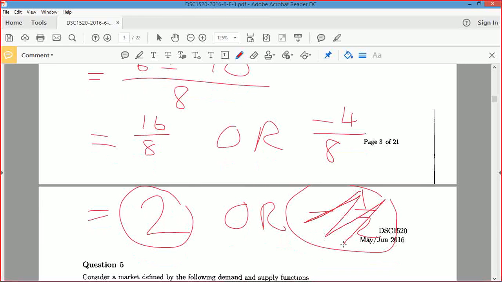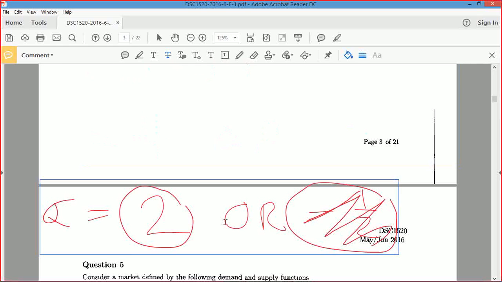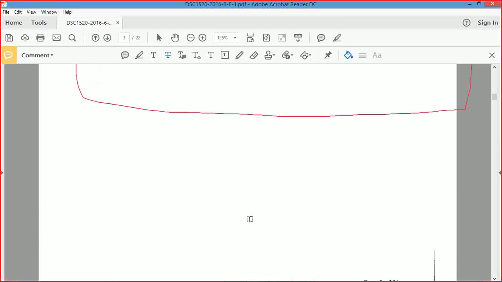I can't have negative quantity. I can only have positive quantity, so that's my Q. Okay. Happy with that one? Yep.